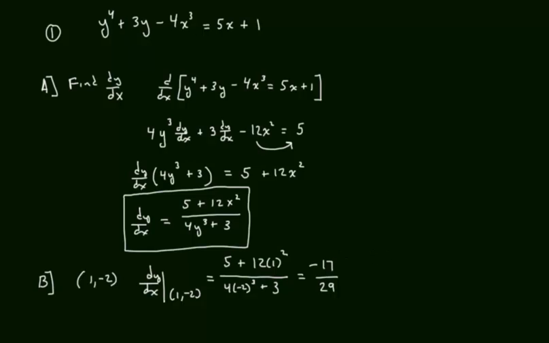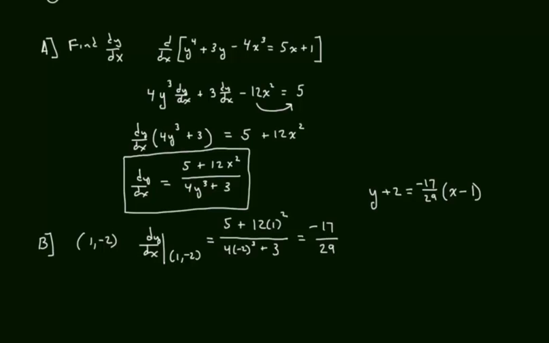The question does not ask for an equation of a tangent line, but we certainly know how to do that. y minus y1, so y minus negative 2, y plus 2 equals m, negative 17/29, times the quantity x minus 1. So if it asks for the equation of a tangent line, that's what we would have. So, ran out of room. So let's take a look then at part C.